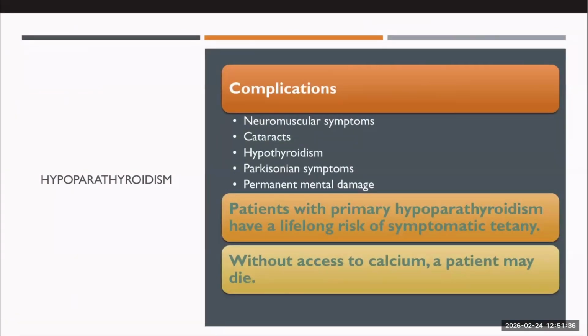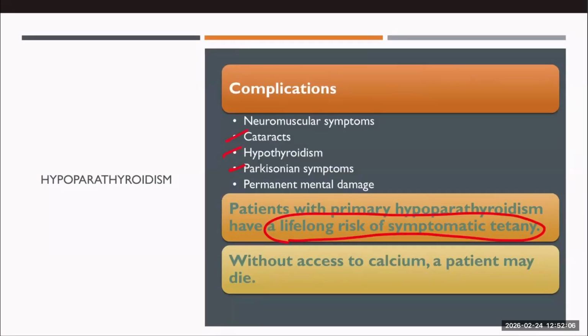Complications of hypoparathyroidism. Again, these are all untreated, long-term, you're not taking care of these patients. Neuromuscular problems, they can get cataracts from this. Hypothyroidism may develop later on. Some Parkinsonian symptoms may develop. Some permanent mental damage as well. They are at a lifelong risk of symptomatic tetany due to this low calcium. So without access to calcium, the patient may die.